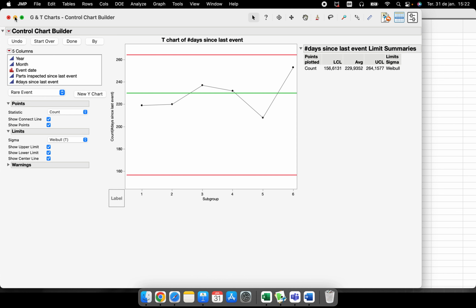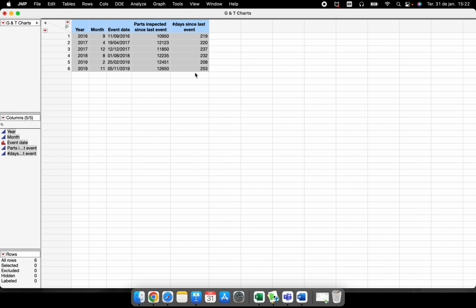And the secret here, the big advice from me here for you all, is how to organize the data table that you are going to use to analyze this kind of events.